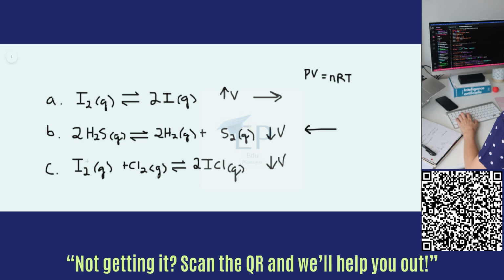And finally, for this equation, volume's decreasing. We should decrease n, but unfortunately, both sides of the equation have 2 moles of gas: 1 and 1 in the reactants and 2 in the products. So since there is no way to shift the reaction so that the number of moles is changing to balance the change in volume, this decrease in volume will have no effect.